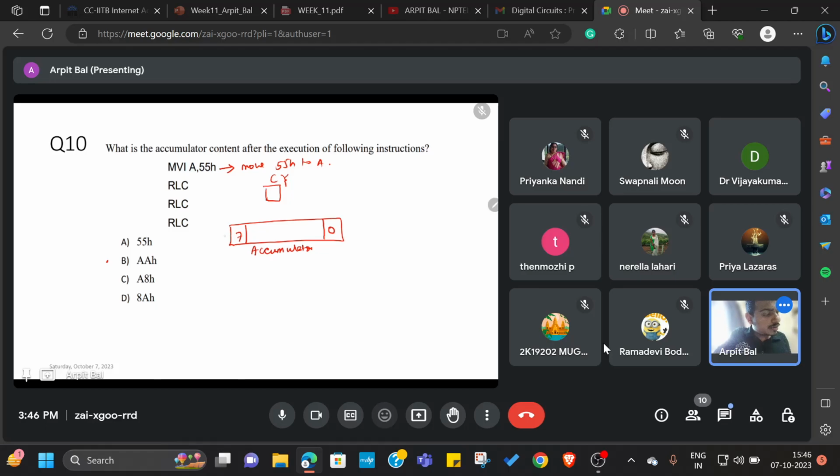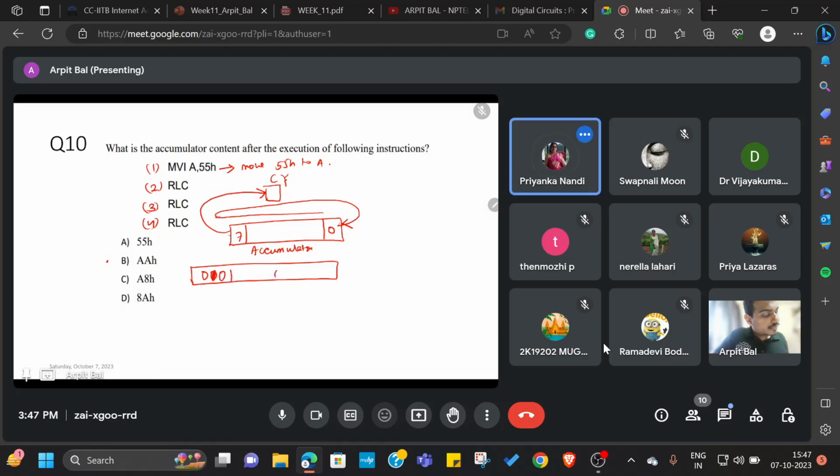Let's see. Rotate accumulator left means it will go like this, it will go back here, and this bit will go to carry. We will do it step by step. In the first step the content of the accumulator is 55. So 55 is 0 1 0 1, again 0 1 0 1. This is step 1.